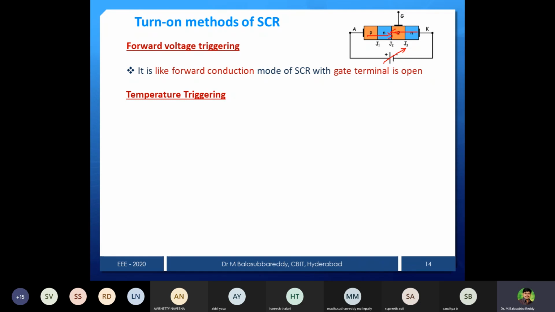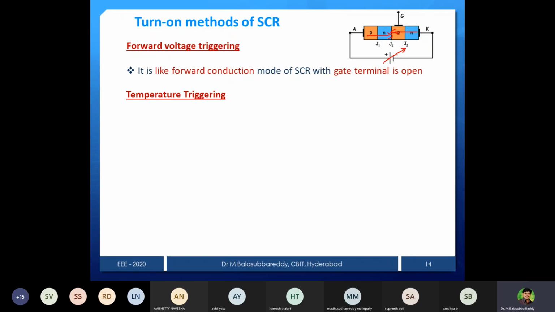That leakage current will lead to what? The temperature will rise. Leakage is nothing but a power dissipation there. Because of that leakage current, the temperature will rise in junction J2. Once the temperature rises, the junction resistance is going to drop down. If the junction resistance drops down, again the leakage current will increase.